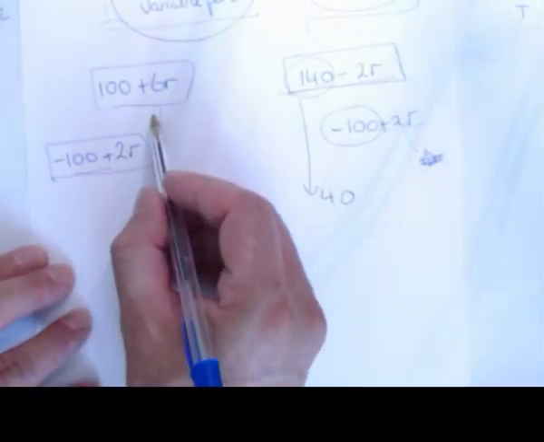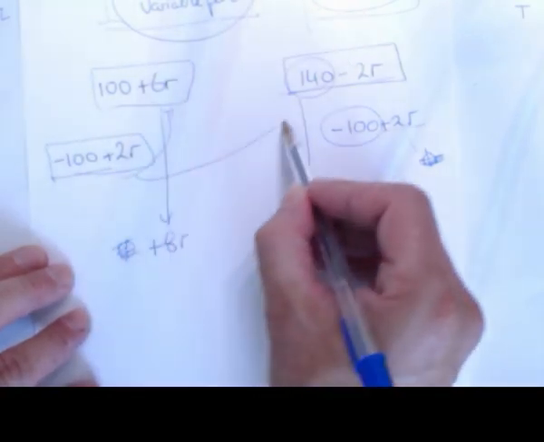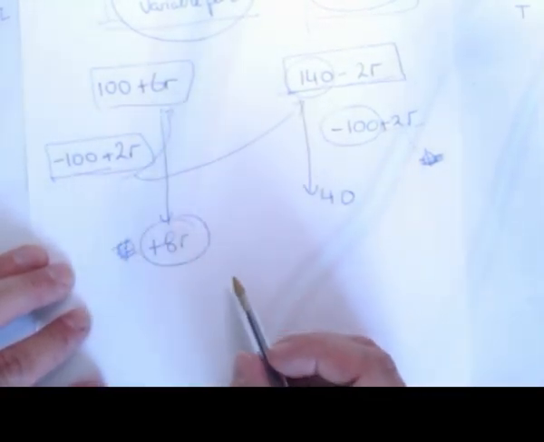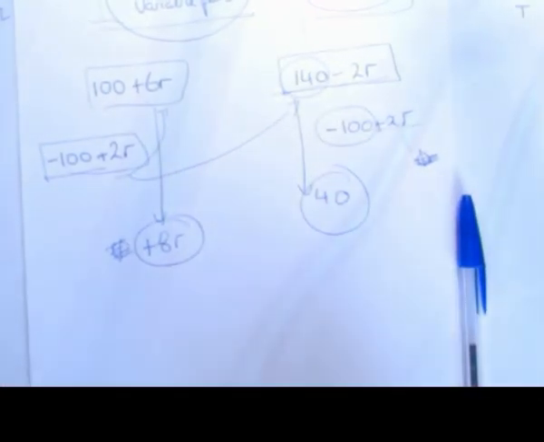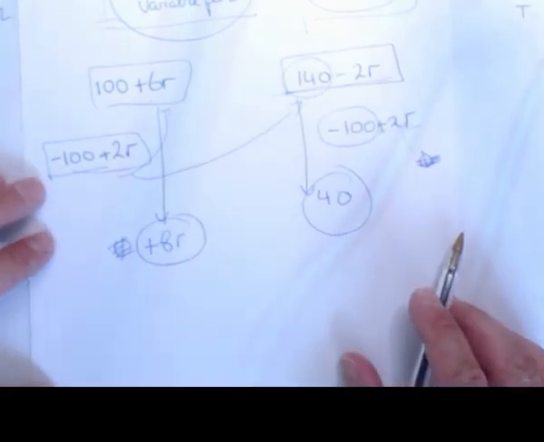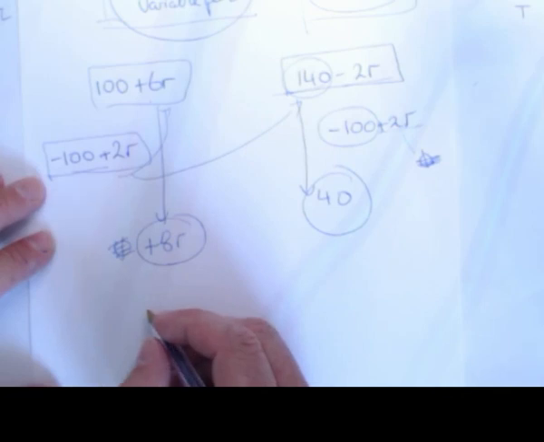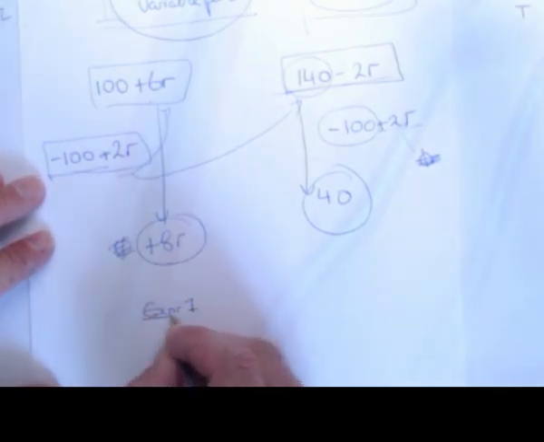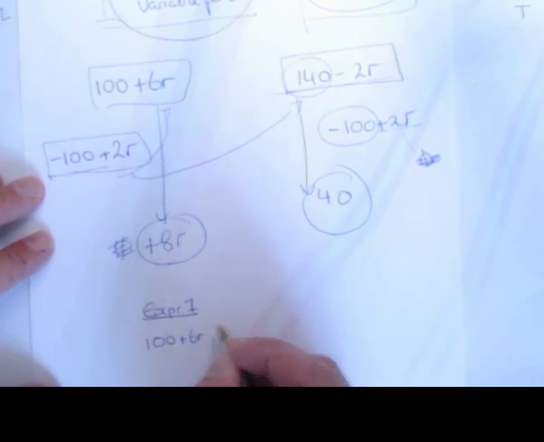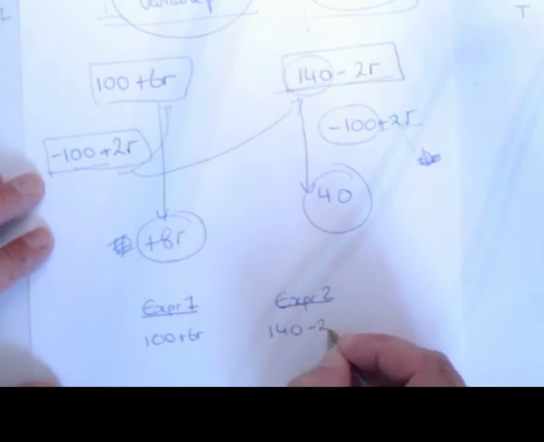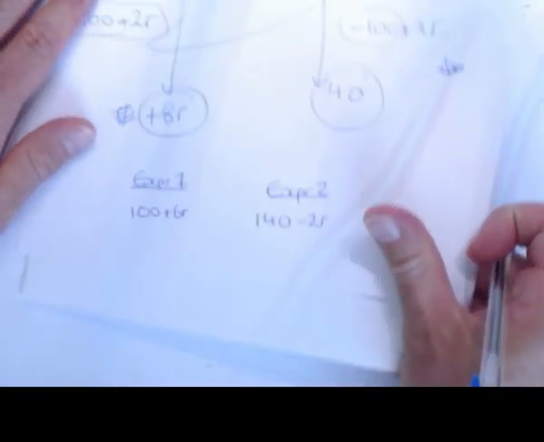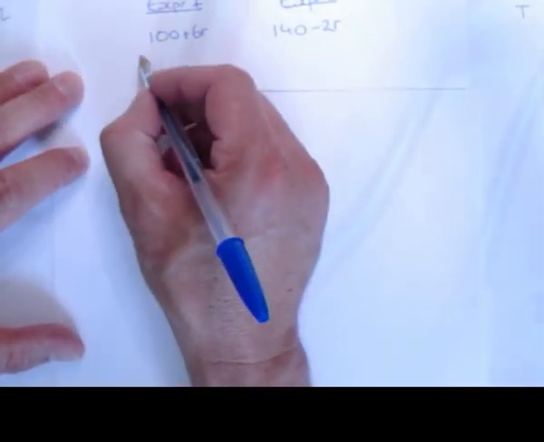So when I added this expression here to this and to this, one became only variable and this one became only constant. Now this again seems like a strange thing to do, but I'm going to ask you to do this for a number of different questions. I'm going to give you one expression like 100 plus 6r, and a second expression like 140 minus 2r. And I'm going to ask you to figure out what expression you add to get rid of the constant part here and to get rid of the variable part here.